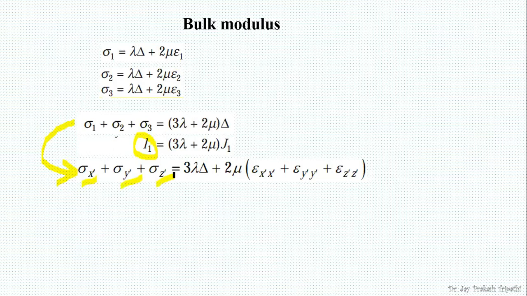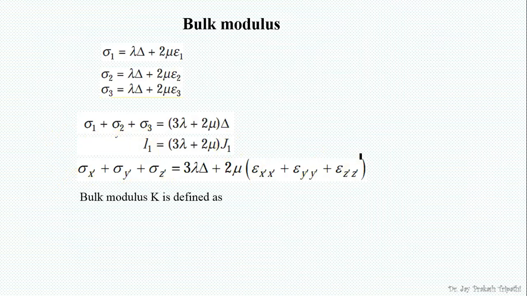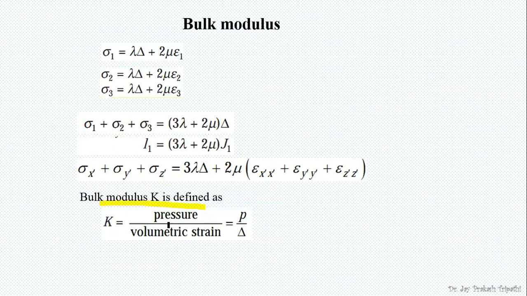It will remain the same if you are taking principal reference frame or coordinate reference frame x dash y dash z dash. The value of J1 will also be the same if we take coordinate reference frame x dash y dash z dash and take the summation of these three strain components. So bulk modulus K is defined as pressure by volumetric strain. For isotropic material, sigma 1 is equal to sigma 2 is equal to sigma 3, and let's say that these sigma 1, sigma 2, sigma 3 are represented by a new variable p.